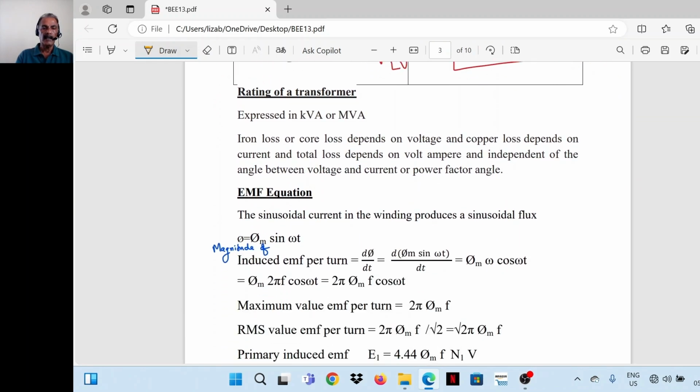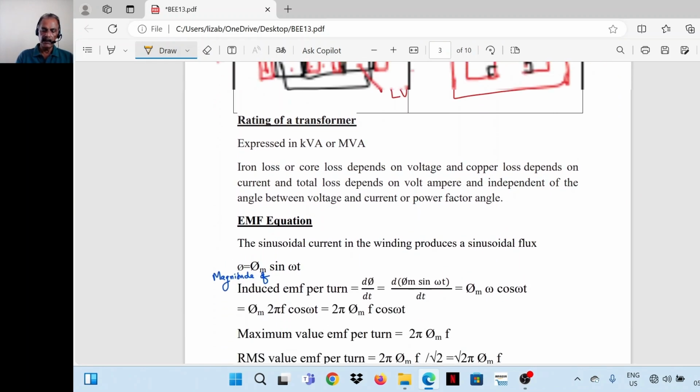Then rating of transformer. You might have seen the rating of a transformer is normally expressed in kVA or MVA. So here we have seen there are two types of losses in a transformer. It's a static device, so only two types of losses are there. Mechanical losses are not present in a transformer. So the core loss and copper loss.